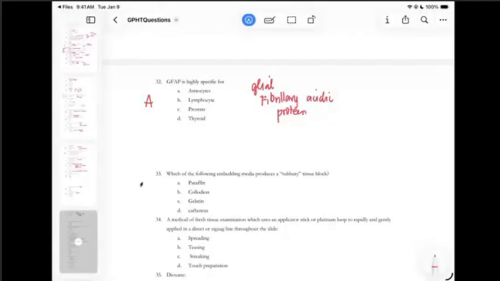So mga supporting cells yan of the brain. So in the central nervous system. And their glial cells are very abundant yan sa brain. And they play an important role in maintaining the blood-brain barrier. So we can use the GFAP as a marker, no, in cases of tumors involving astrocytes. So ang tawag natin sa tumors involving the astrocytes, so that is your astrocytoma. Okay, so we can use this marker, no, to assess astrocytomas. So this is number 32, no, letter A.